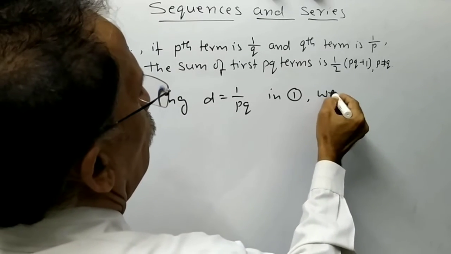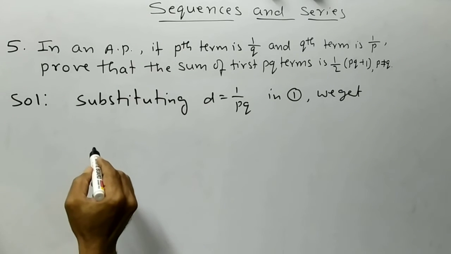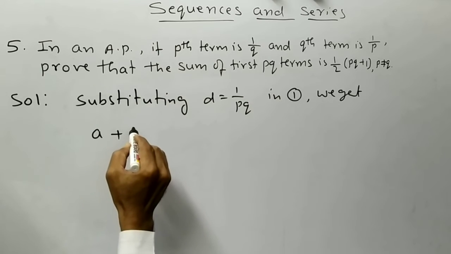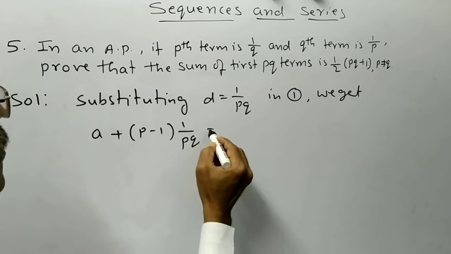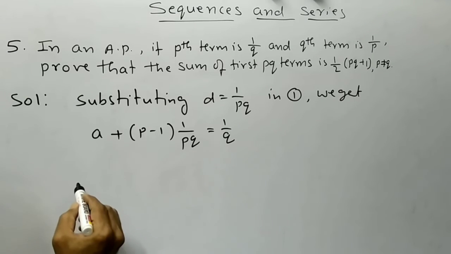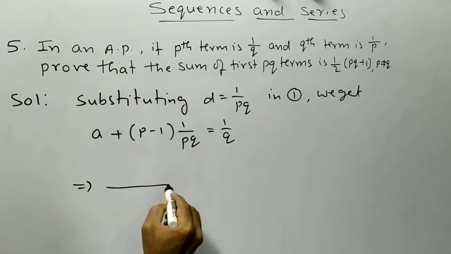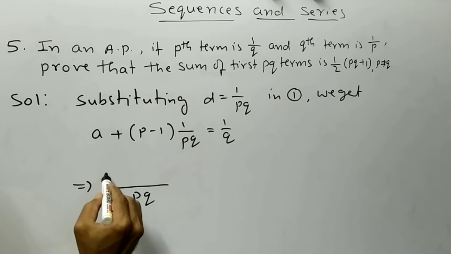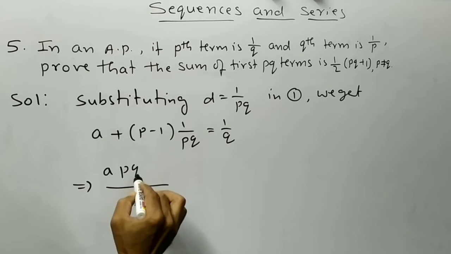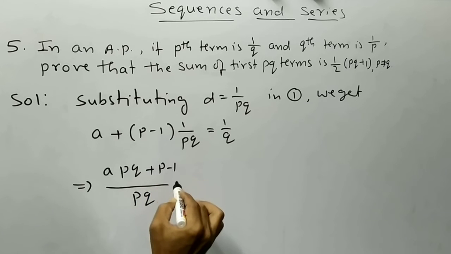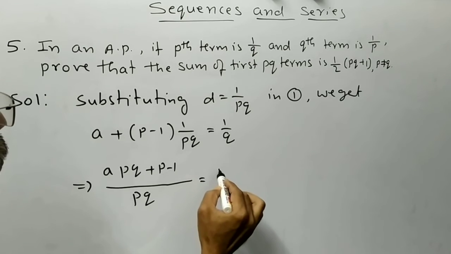Substituting d is equal to 1 by PQ in 1, we get a plus (p minus 1) into 1 by PQ is equal to 1 by Q. Implies, PQ is the LCM, a PQ plus p minus 1 is equal to 1 by Q.